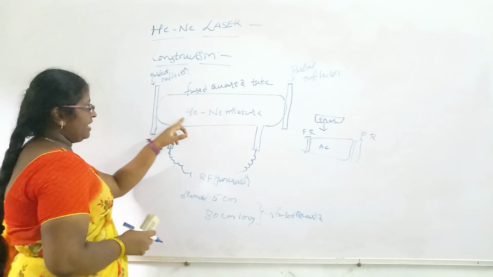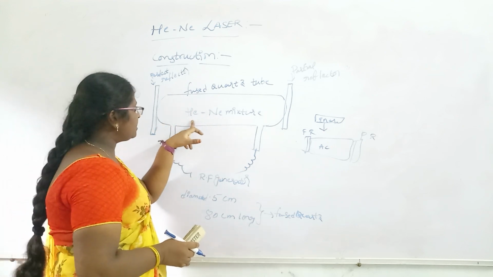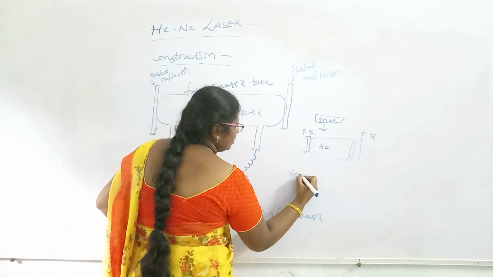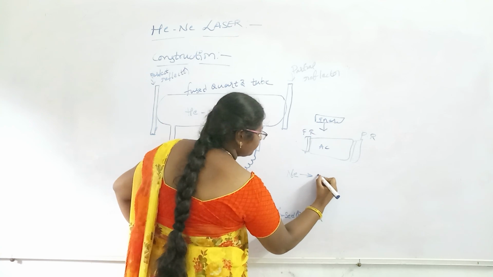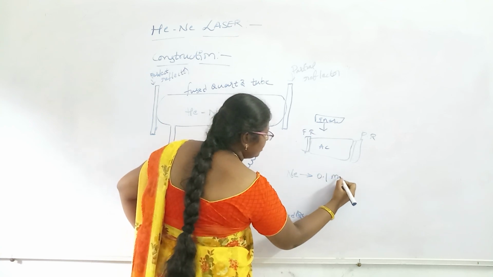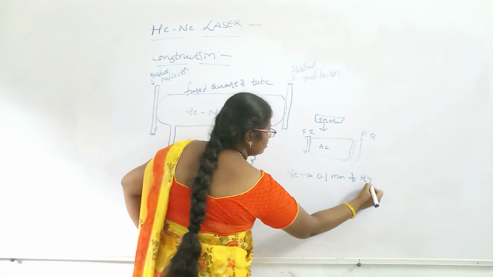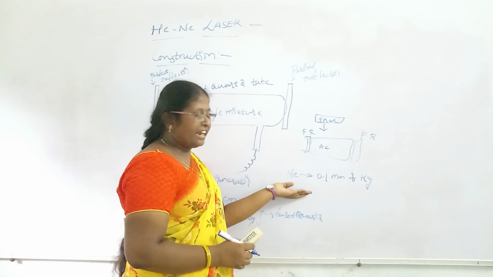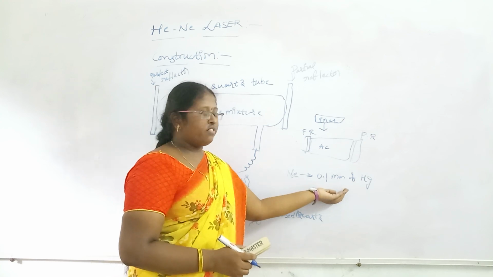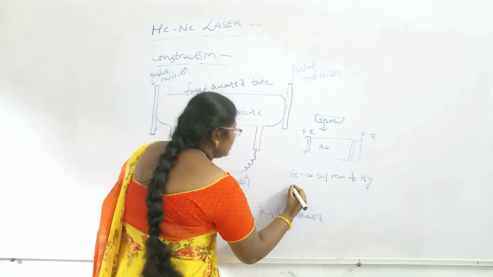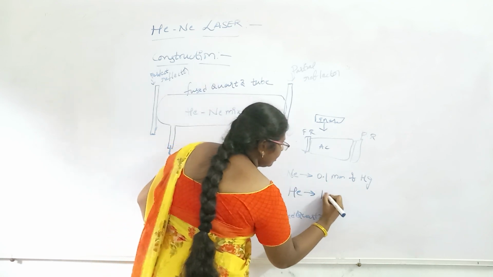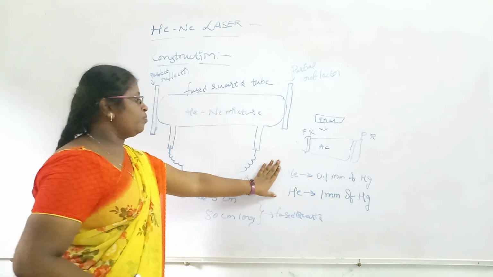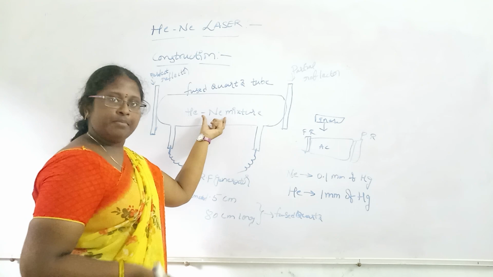In the fused quartz tube, we take two gases: helium and neon. In the helium neon mixture, neon atoms are taken under a pressure of 0.1 mm of mercury, and helium atoms are taken under a pressure of 1 mm of mercury. These two combine with each other, forming the helium neon mixture.